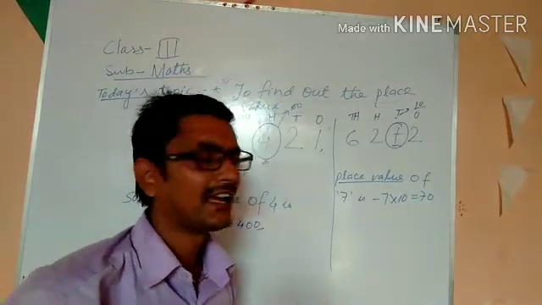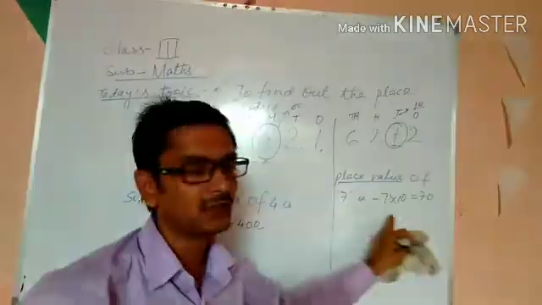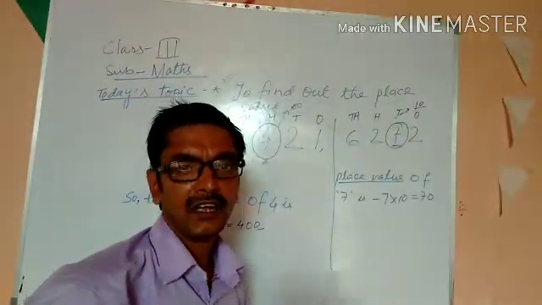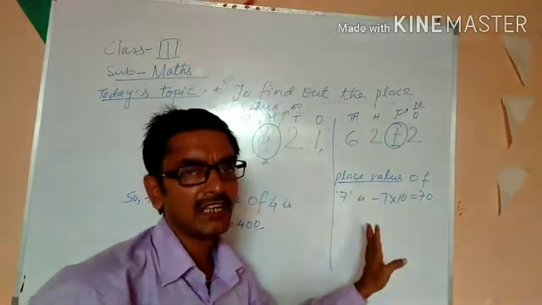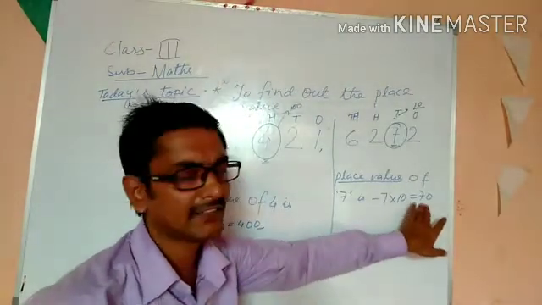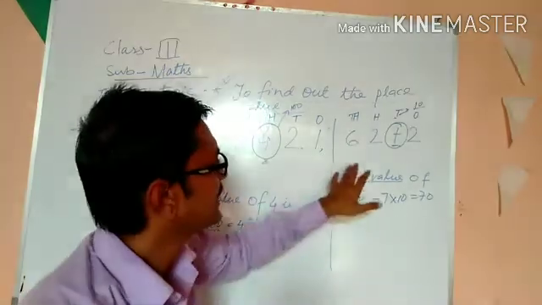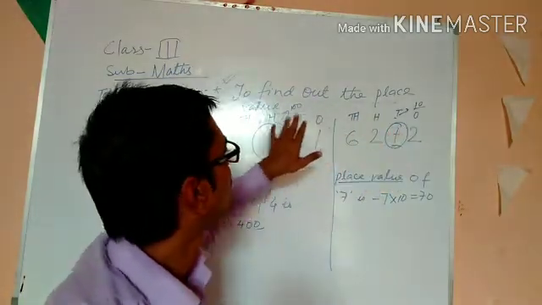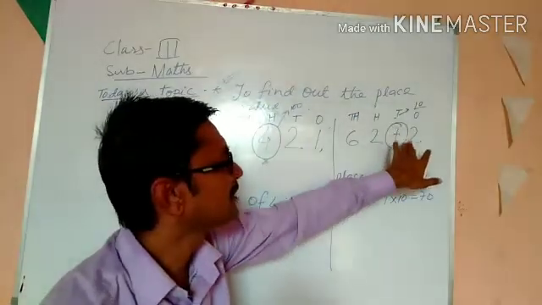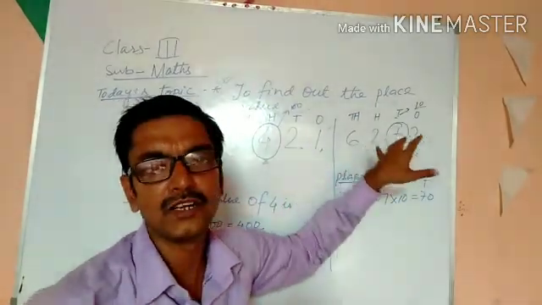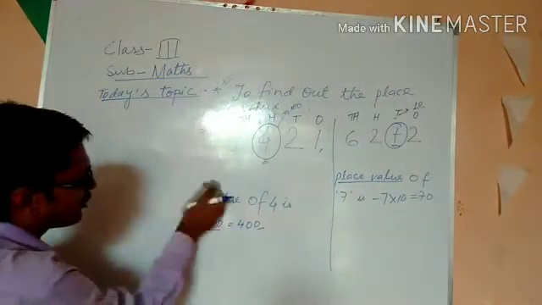Some of the children have already understood the thing properly, so they easily do it in a very quick way. But some of the children have some confusion. They don't know where we got the 70 from, where we got the 400 from. Okay, so in this way, if you have the idea of the value of the place the digit occupies, you will get the place value easily. Is it clear?